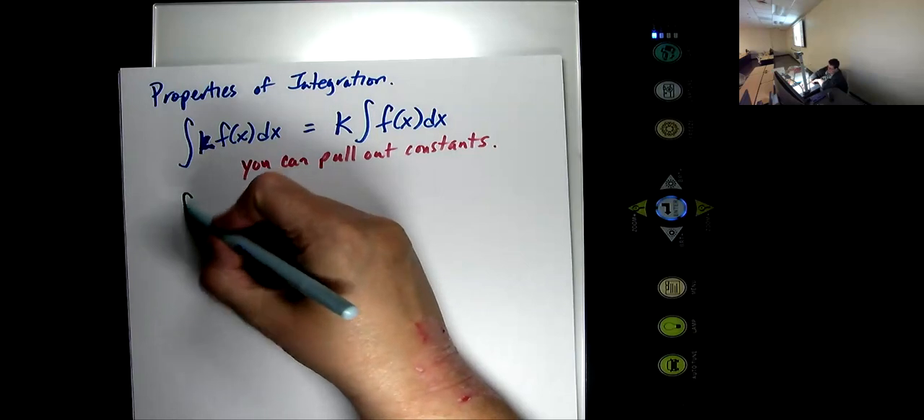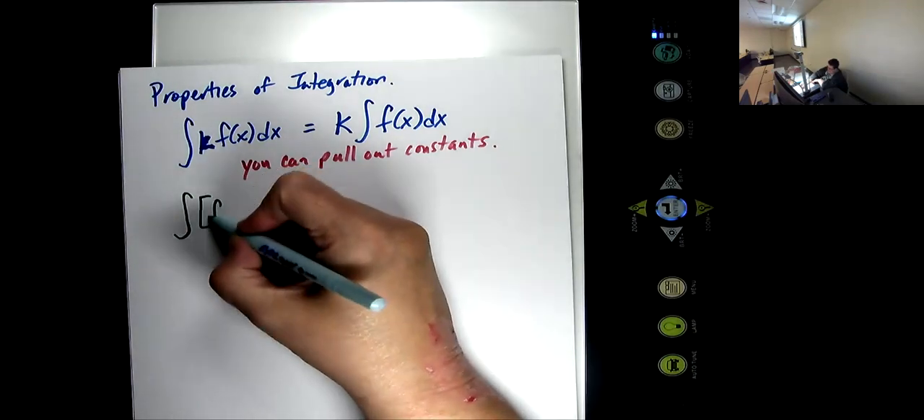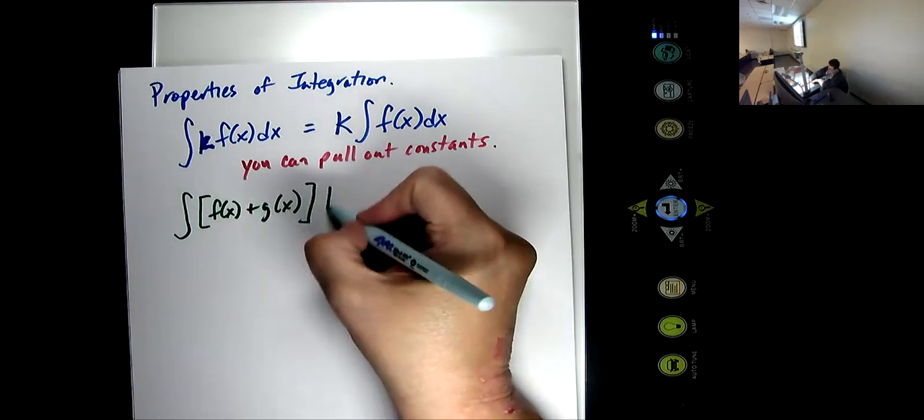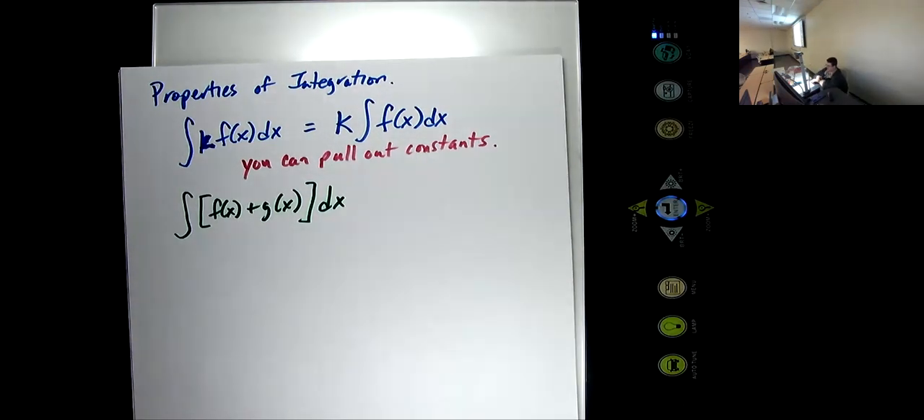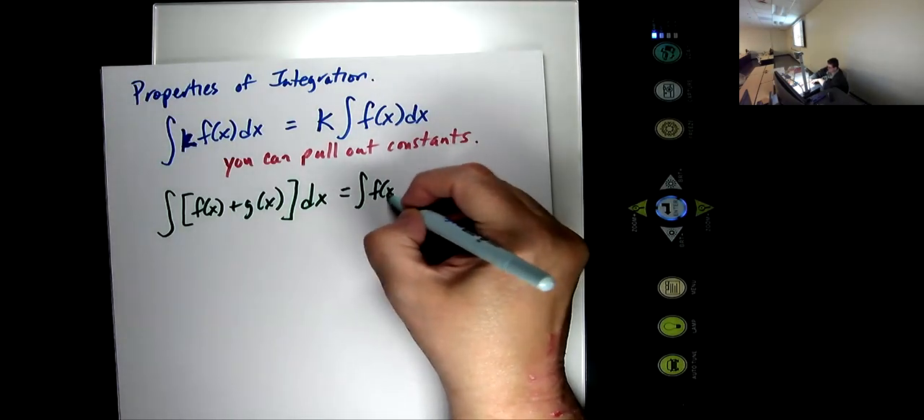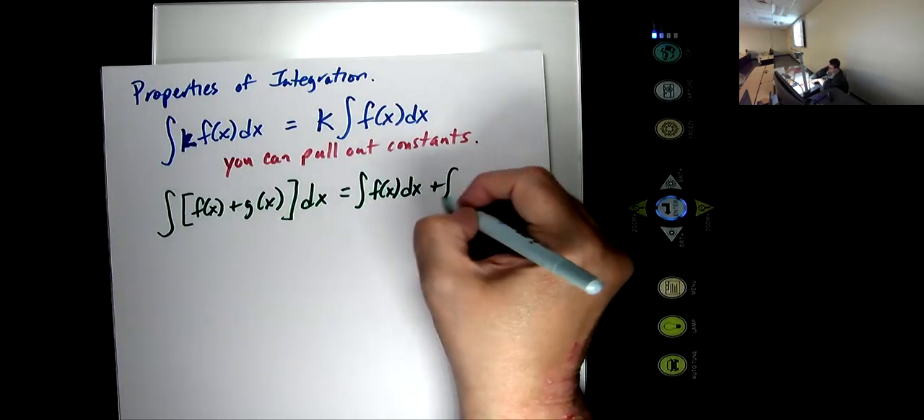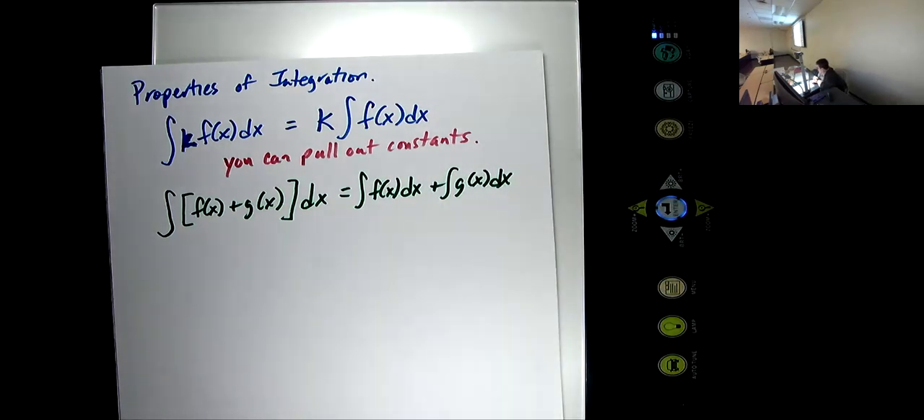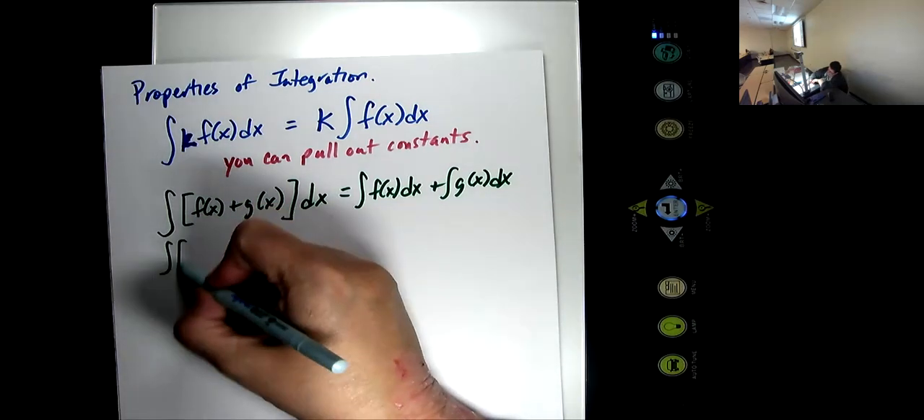If you have the integral of f of x and g of x, two functions put together, with respect to x, you can rewrite this as two integrals: the integral of f of x dx plus the integral of g of x with respect to x. And of course, the same operation works with minus.